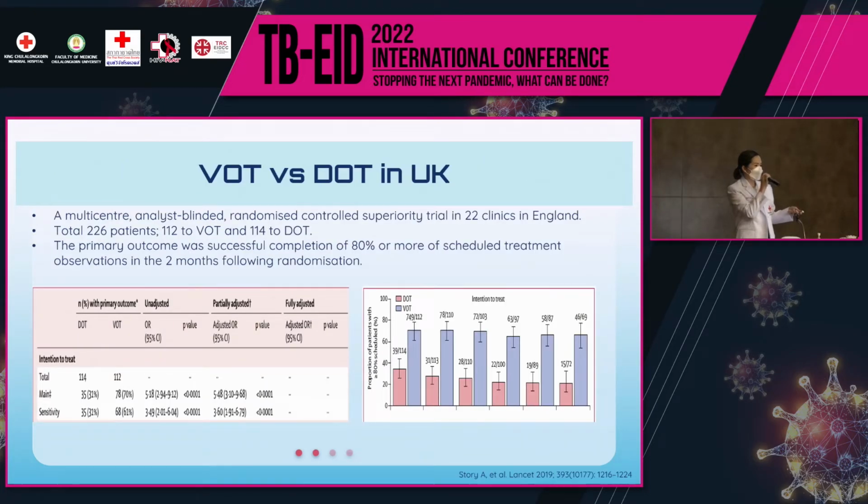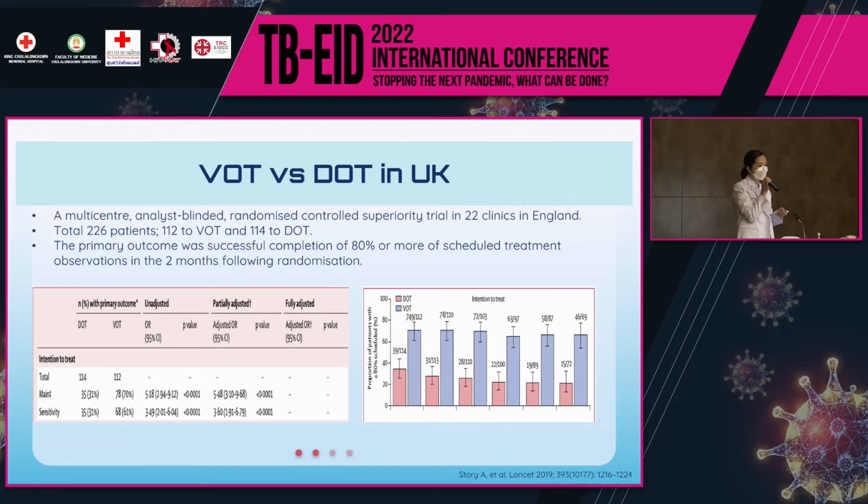And this is a study comparing video observational therapy versus conventional therapy that was published in the Lancet in 2019. This is a multicenter, randomized controlled superiority trial in 22 clinics in England. They included a total of 226 patients, divided into 112 receiving VOT and 114 receiving conventional DOT. The primary outcome was successful completion of more than 80% of the scheduled treatment observations after 2 months following randomization.